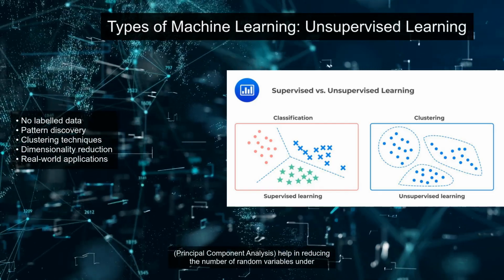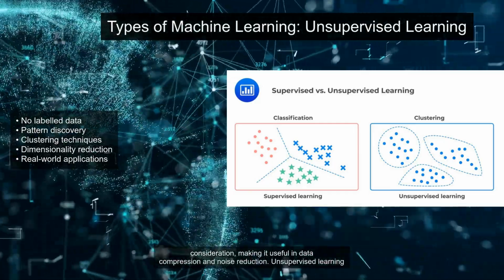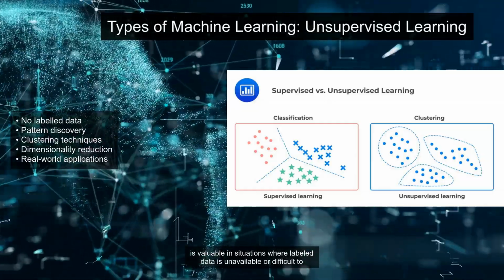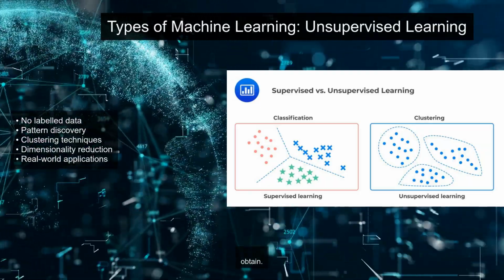Dimensionality reduction techniques like PCA, principal component analysis, help in reducing the number of random variables under consideration, making it useful in data compression and noise reduction. Unsupervised learning is valuable in situations where labeled data is unavailable or difficult to obtain.